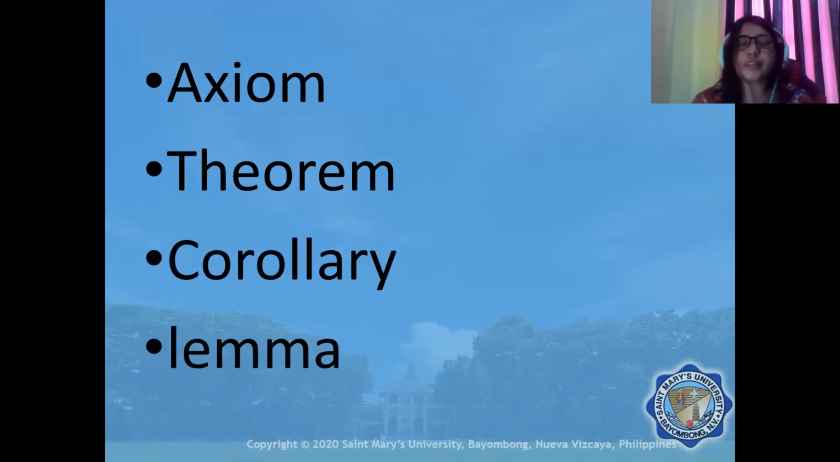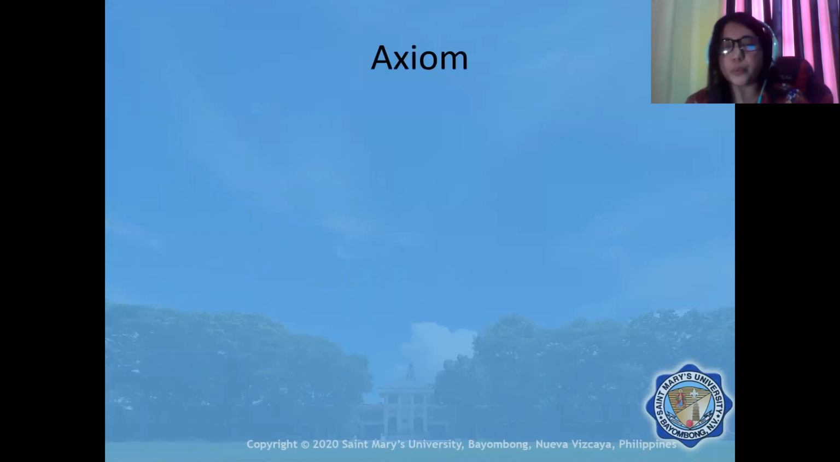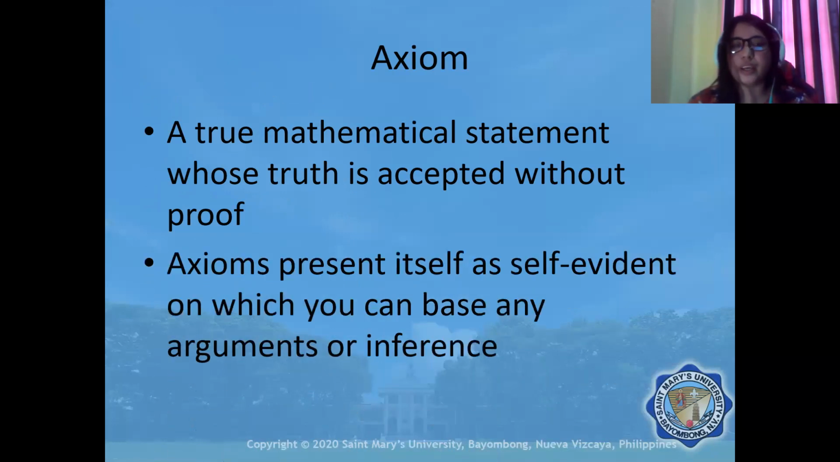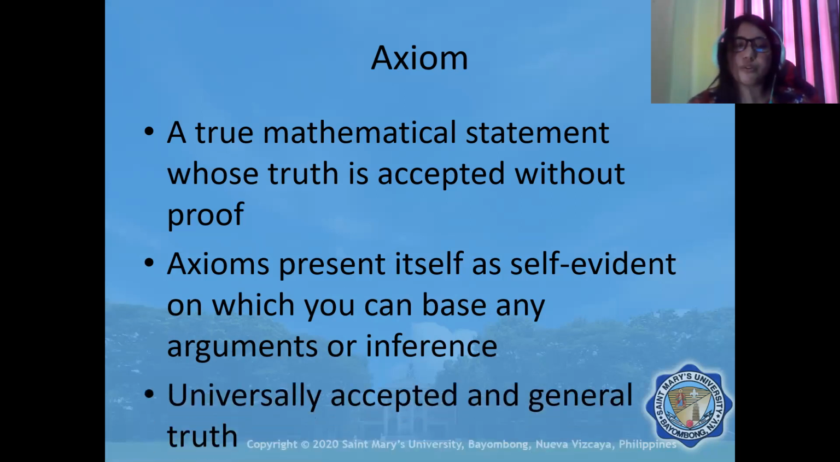To start with, let's start with axiom. What is an axiom? It is a true mathematical statement whose truth is accepted without proof. It is also self-evident, or it presents itself as self-evident, and you can base any arguments or inference on it. It is also known as a universally accepted and general truth.